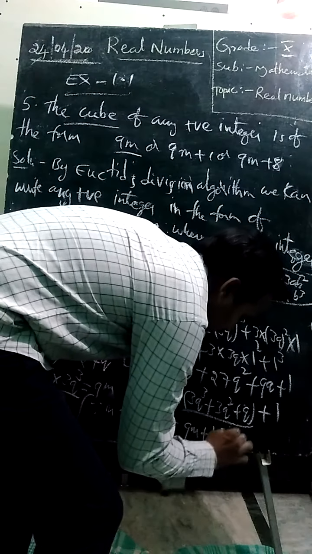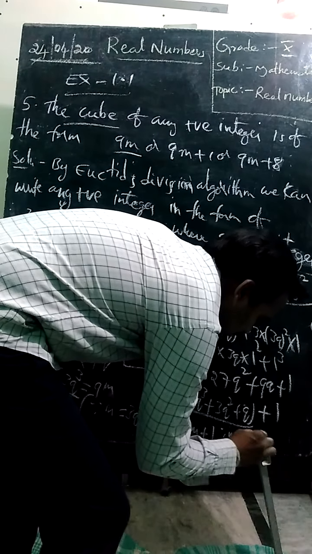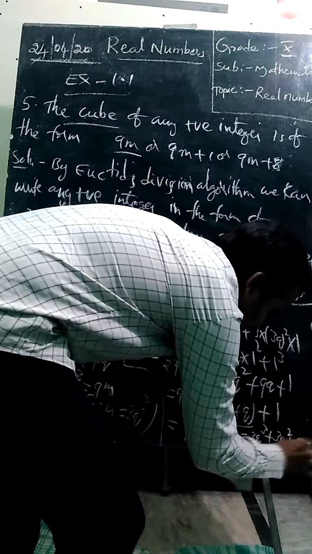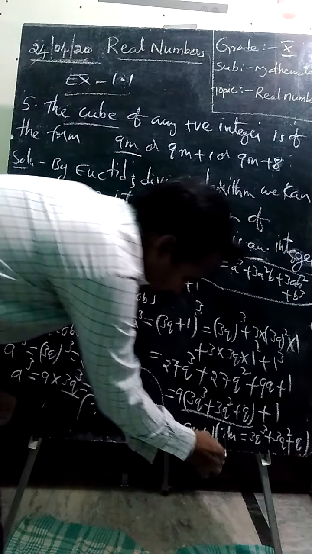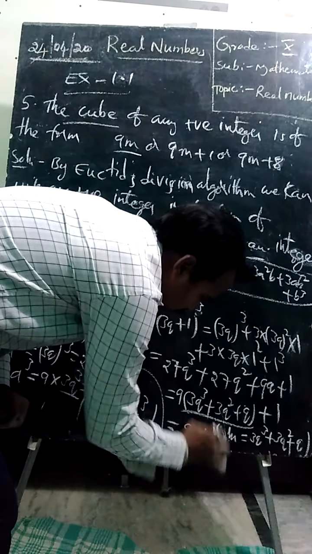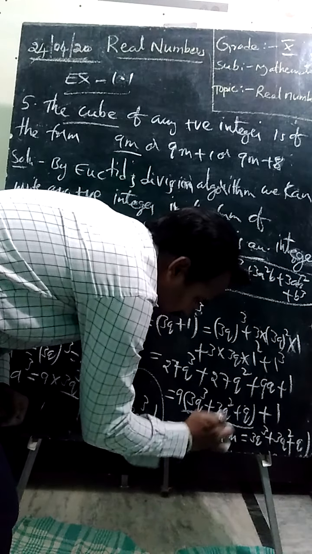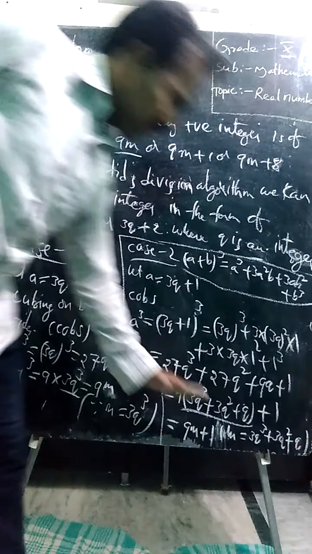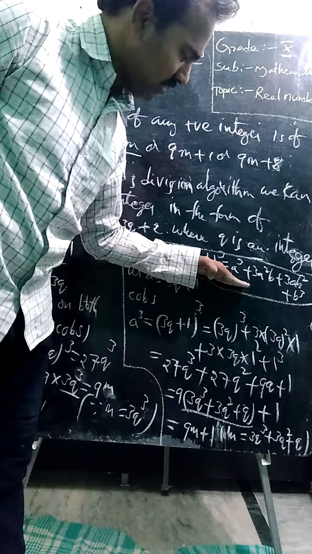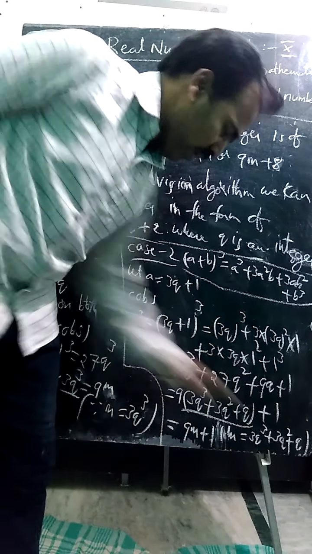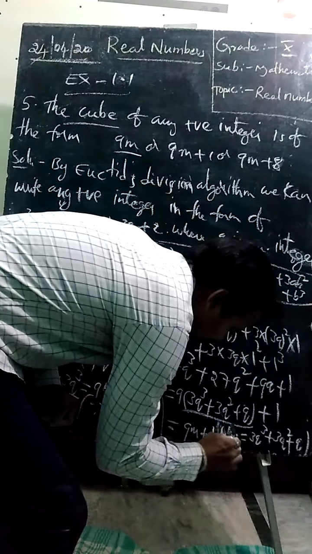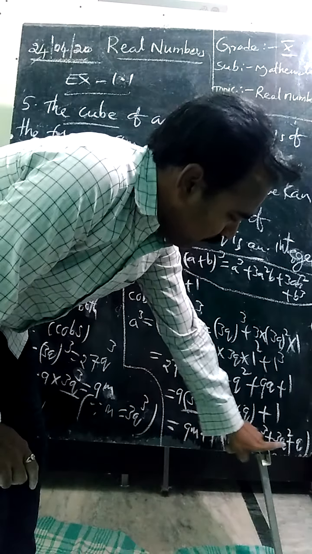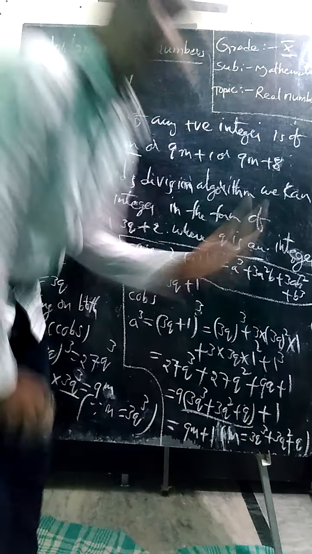Since m is equal to 3q to the power of 3 plus 3q to the power of 2 plus q, the second form is also proved. Observe, students: the first form is 9m, and the second form, after applying this identity and simplifying, is 9m plus 1, where m is 3q to the power of 3 plus 3q to the power of 2 plus q.